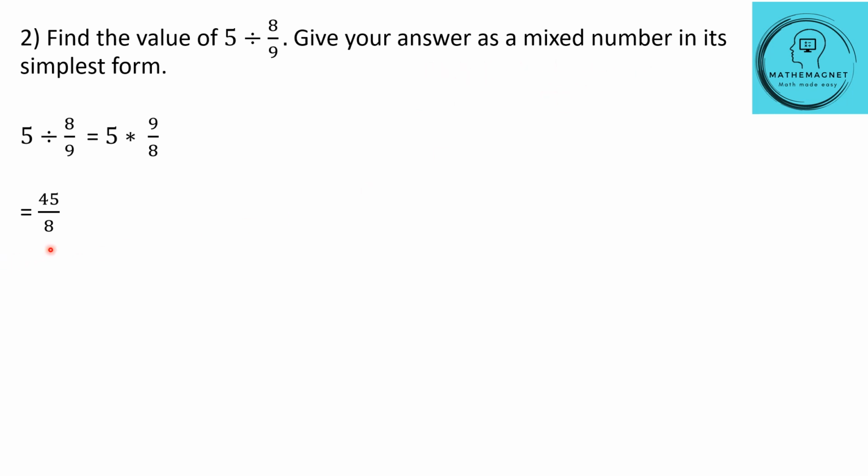Now the question here is to give the answer in mixed numbers. So to give the answer in mixed numbers, 45/8 can be rewritten as 5 and 5/8, which is 5 times 8 is 40, 40 plus 5 is 45, over 8. So the final answer is 5 and 5/8.